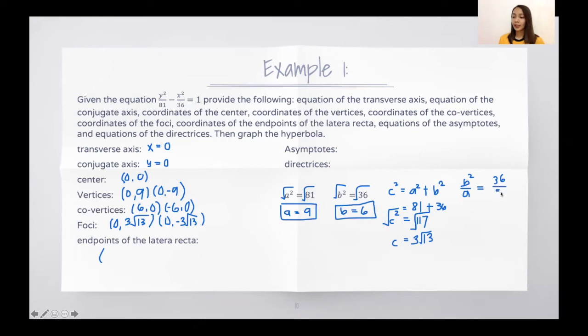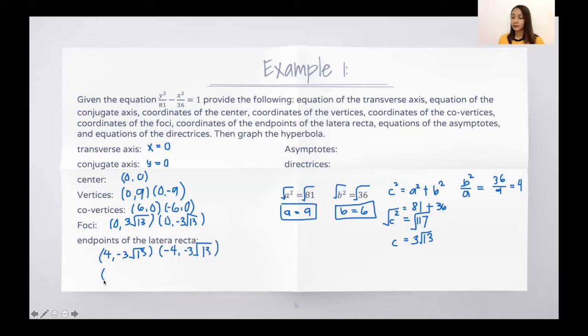36 over 9 is 36 divided by 9, that is 4. So therefore, b squared all over a is 4. So to find the endpoints of the lateral recta, positive, negative, b squared all over a. So positive 4 and negative c, so negative 3, the square root of 13. Next, another endpoint. So negative 4 and negative c, so negative 3, the square root of 13.